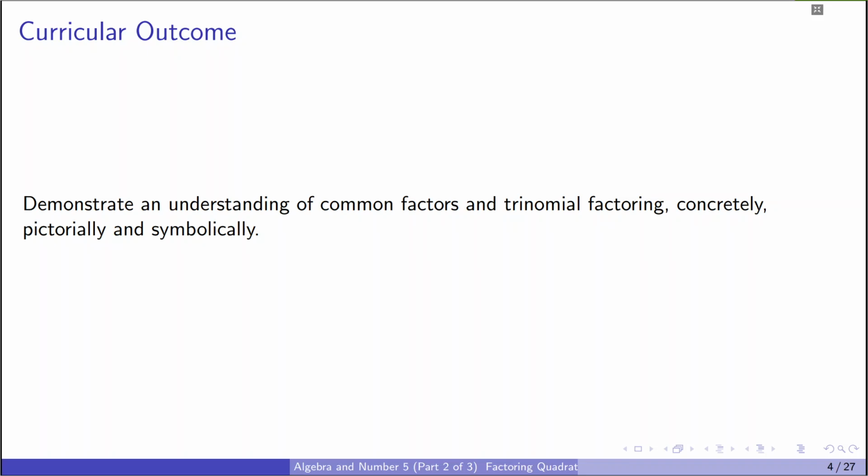Our outcome: students will be able to demonstrate an understanding of common factors and trinomial factoring concretely, pictorially, and symbolically.